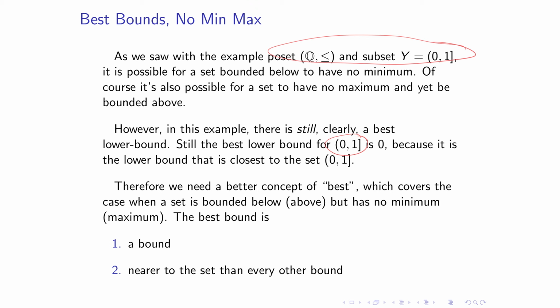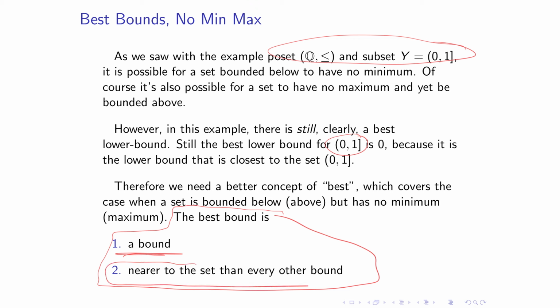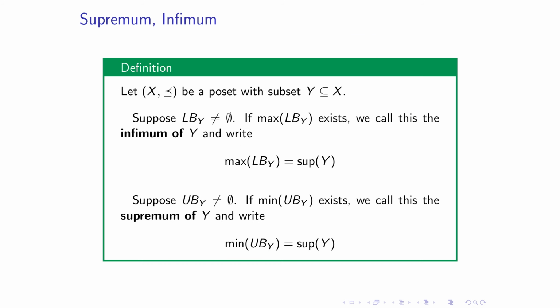So what do we do? Well, we just expand our notion of what a best bound is. Somewhat informally, a bound is best when it is a bound, but also nearer to the set than every other bound. So that's what we mean when we talk about a best possible bound. Again, I'm saying a lot of this semi-informally, and we will make this more formal later. And in fact, here is exactly how we make this more formal.